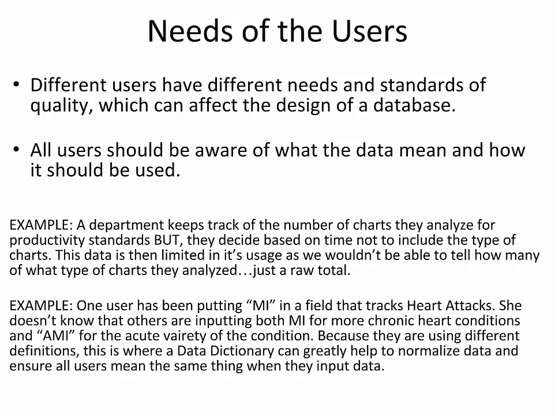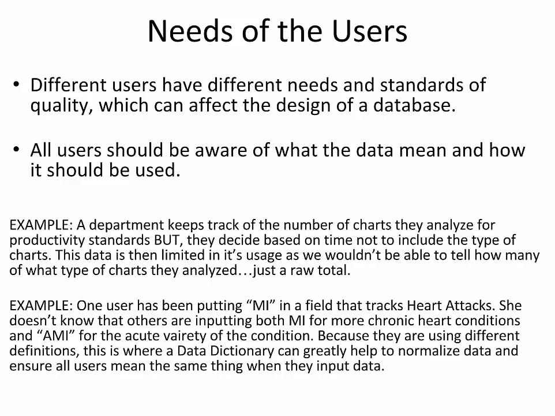It is clear that different users have different needs and standards of quality, which can affect the design of a database. All users should be aware of what the data mean and how it should be used. For example, a department keeps track of the number of charts they analyze for productivity standards, but they decide based on time not to include the type of charts. This data is then limited in its usage, as we wouldn't be able to tell how many or what type of charts they analyze, just a raw total.